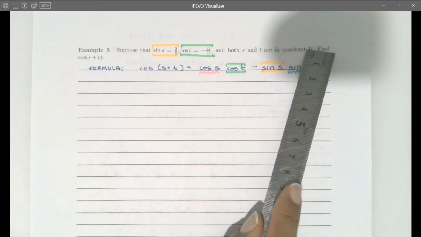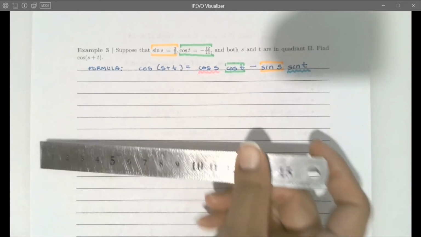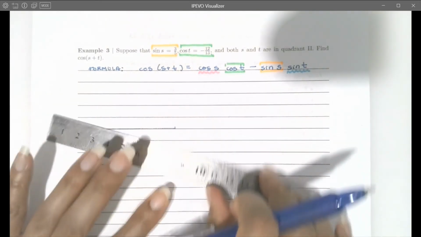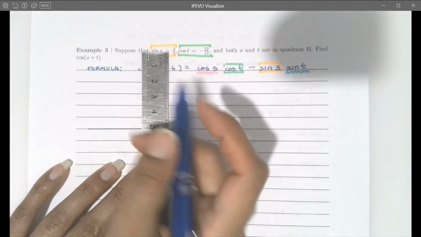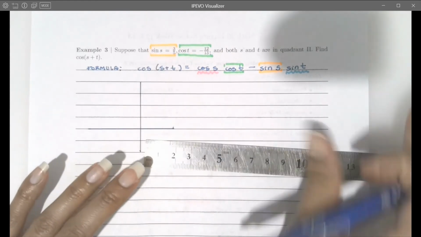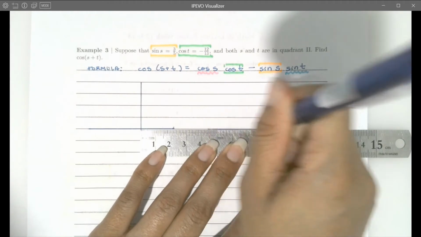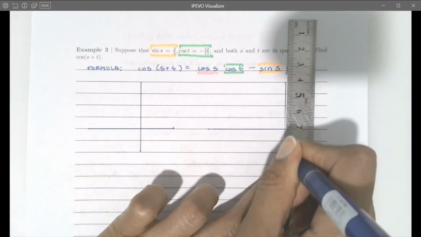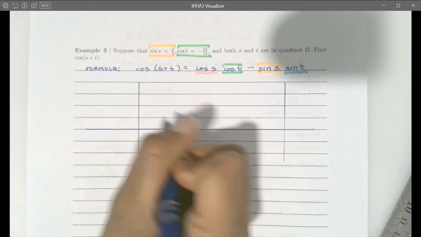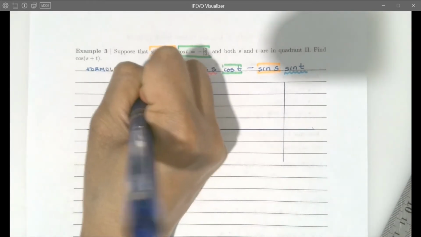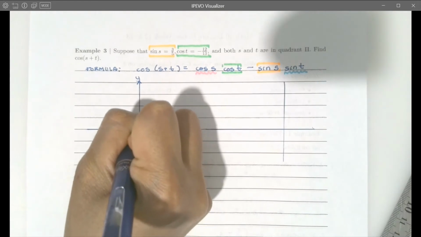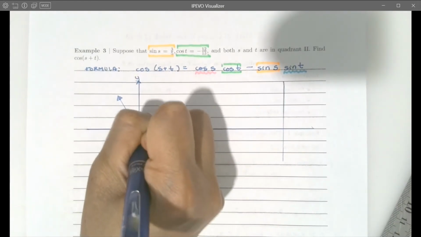They tell us that both s and t are in quadrant number 2. So it might be a good idea to draw the diagram. I'm going to draw the s angle separate from the t angle. Right, so here on the left-hand side, I'll start drawing S. So vertex at the origin, initial side on the positive x-axis, and then we have the terminal side somewhere in quadrant number 2, and we're going to call this S.